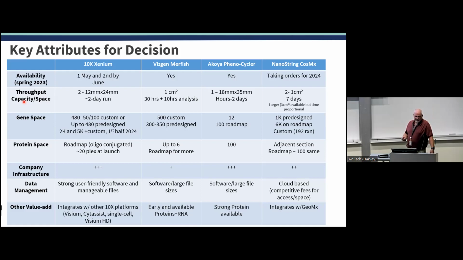Protein space, again, this is where VizGen and Akoya shined. 10x, we have confidence that they're going to get there soon. And NanoString is adjacent now. They have an assay, but they're working towards the same slide as well.